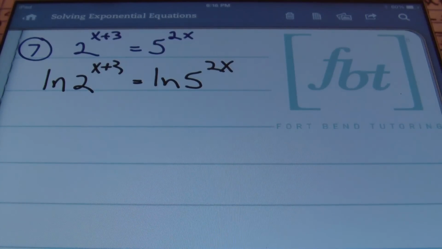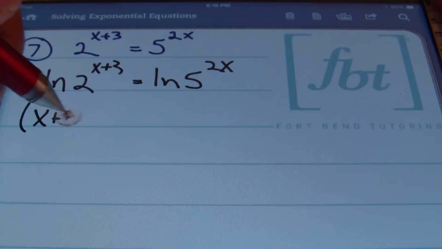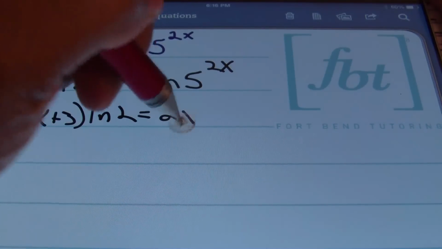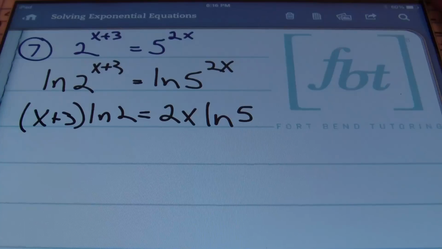From here, my exponents will become coefficients. So I'll show that the quantity of x plus 3 times the natural log of 2 is equivalent to 2x times the natural log of 5.